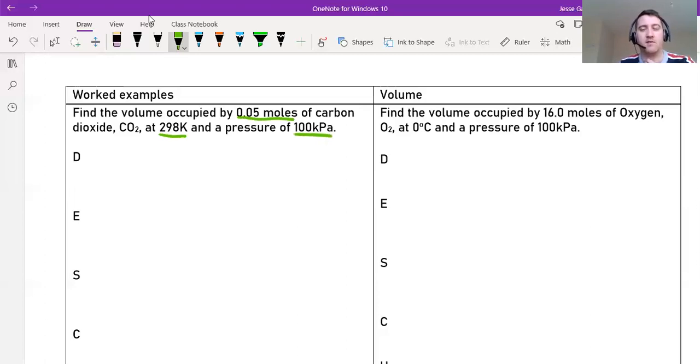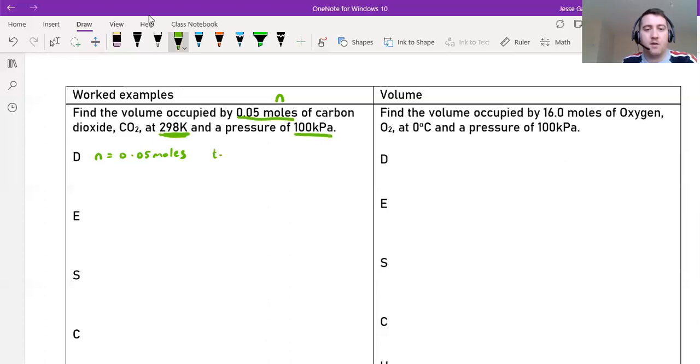Okay, write down that stuff first of all. Go ahead, pause the video, write it down. All right, so what I would do here is I would say, okay, 0.05 moles, this is n from the equation. So I'm going to go ahead and write down n, number of moles, equals 0.05 moles. That's the first thing I'm going to write down. This here is obviously 298 K, which is a temperature, and it's already in Kelvin, so that's good.